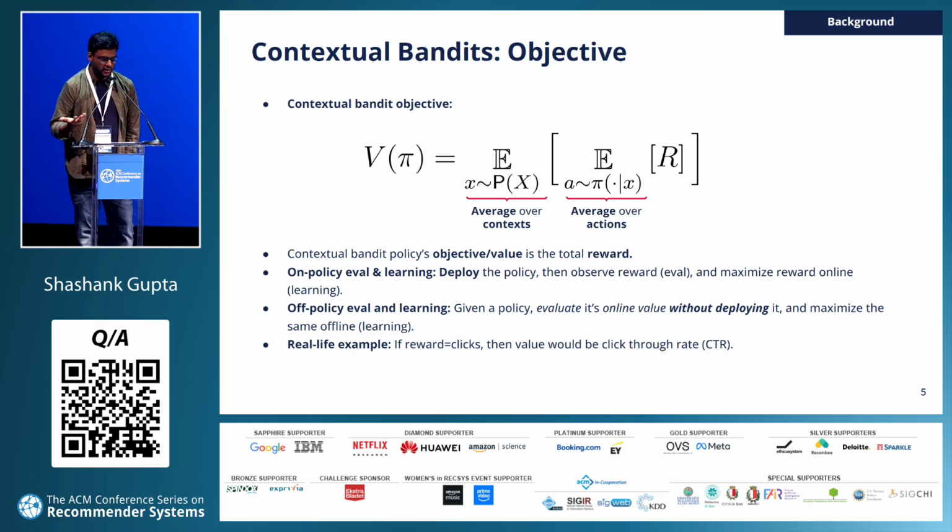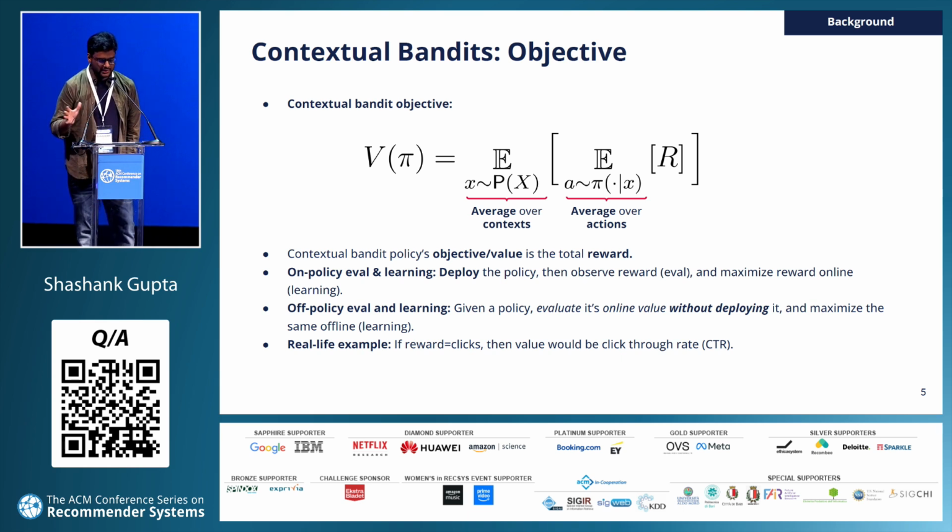Now there are two flavors, or two categories, of contextual bandit. One is on-policy and the other is off-policy. On-policy deals with an online setting where you deploy the policy, you observe the reward, and then update the policy, everything in real time or with some slight delay. Off-policy is where you deploy a policy online, then you record the logs, and then you train or evaluate offline. We're not interacting with the environment in the off-policy setting.